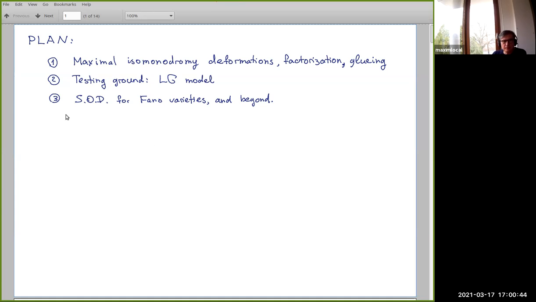Yeah, so the plan will have kind of three parts. In the first part I will describe what are maximal isomonodromy deformations and some factorization and gluing related to this. This will be the main body of the talk, and then I'll speak a little bit about the testing ground, which is the Landau-Ginzburg model, and then about semi-orthogonal decompositions for Fano varieties and beyond.